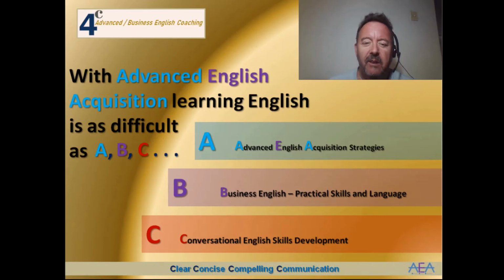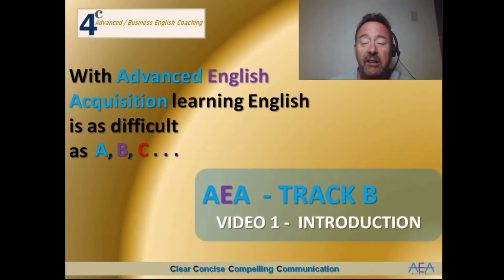Now, with Advanced English Acquisition, learning English is as difficult, or as easy, as ABC. Track A, Advanced English Acquisition Strategies. We covered that in a video a few weeks ago. Track B, Business English, looking at practical skills and language, and that's what we're looking at today. And Track C is about conversational English skills, and we'll look at that in a week or so. So, this is AEA Track B, Business English, and this is video 1, an introduction.